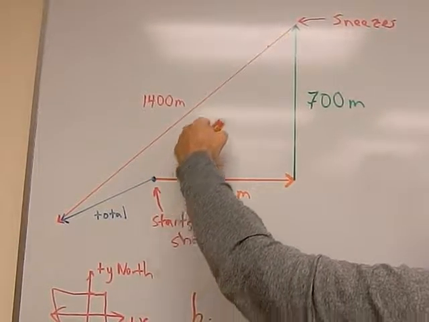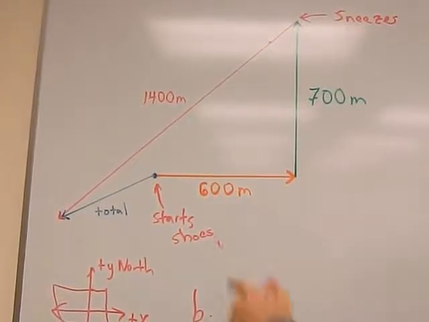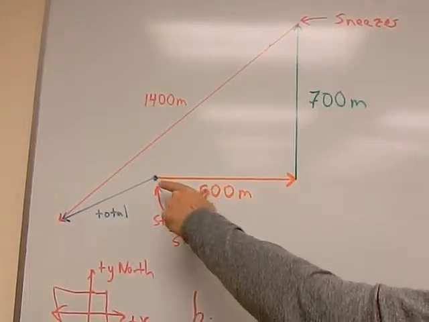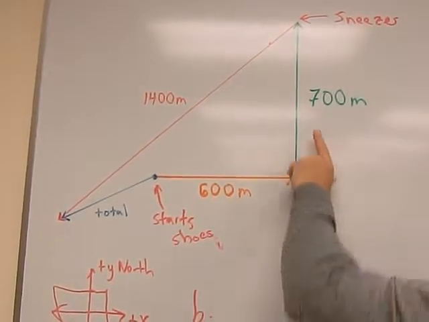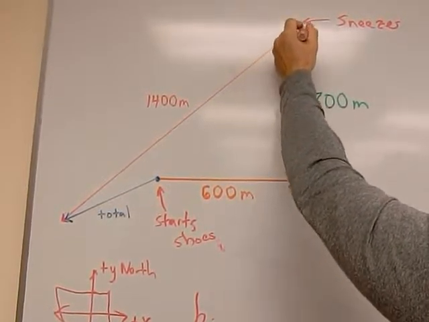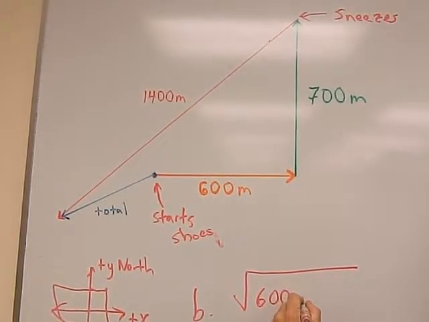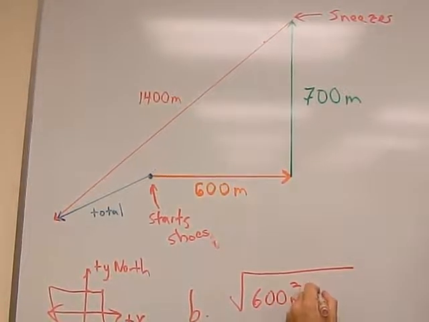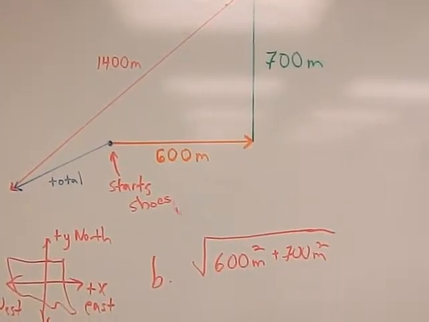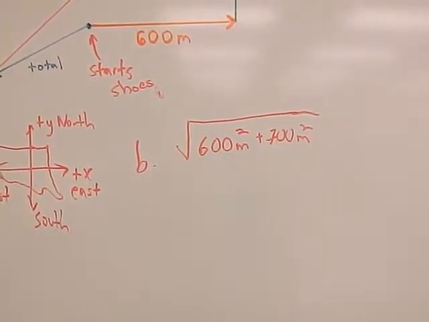Well, that's just made by this triangle right here. I don't want to draw in here because I don't want to get this drawing too busy. But the distance is just 600 meters to the right, 700 meters up. So if I were to draw in a hypotenuse right there, it's just the length of that hypotenuse, which is 600 meters squared plus 700 meters squared, and you take the square root of that. I'll do that real quick on my calculator.